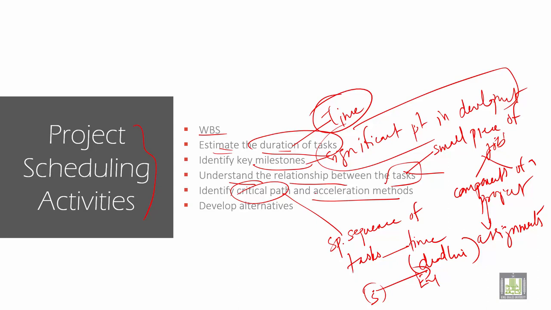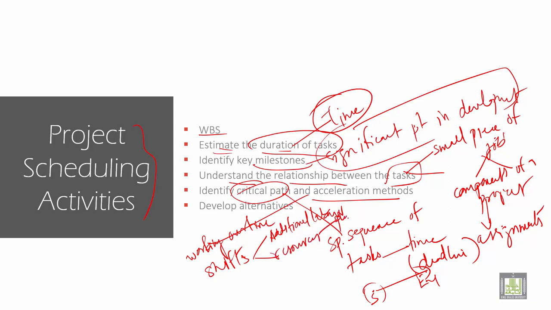Then we have accelerating methods. What are the accelerating methods? You have overtime, new shifts, additional labor, and resources like plant and equipment. All these details make the project run in a very smooth manner. Then, to develop alternatives: alternatives means a choice. You have a choice between two, and you choose the best one and develop that one to keep the project smooth.